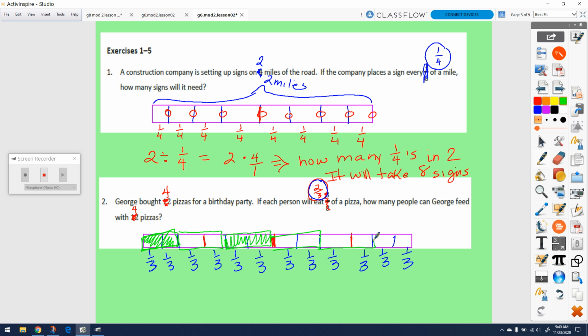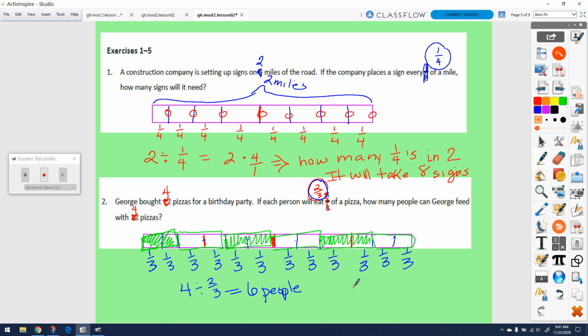So I'm coloring every other one. And then it looks to me, did I miss one? Nope. And there we go. All right. So as we go to write this then, we had our 4 subs divided by 2/3. So we said how many 2/3 went into this sub? Well, here's 1, 2, 3, 4, 5, 6. Should equal 6. So how many people can we feed? 6 people.